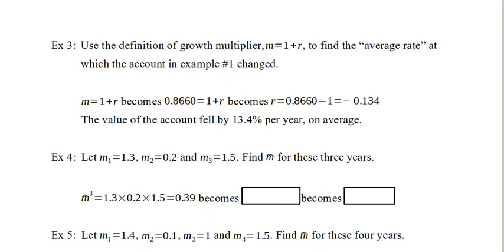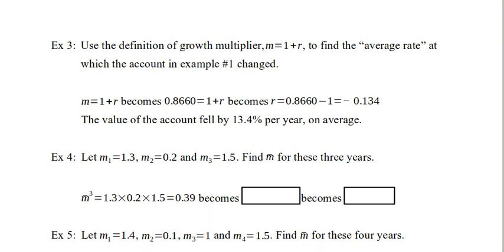So on the left side, we're saying that we're interested in a growth multiplier that when you multiply it by itself 3 times, behaves like m1 times m2 times m3. Now I've got a little bit of arithmetic to do here, so we went off to the side, 1.3 times 0.2 times 1.5, press enter, and out came 0.39. So now we want to get the m bar by itself.